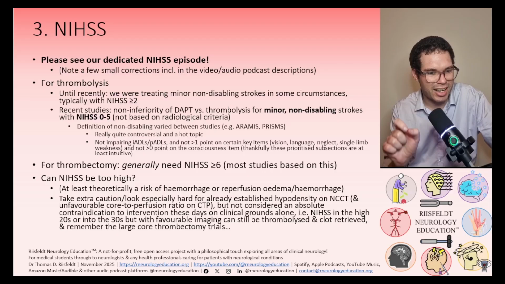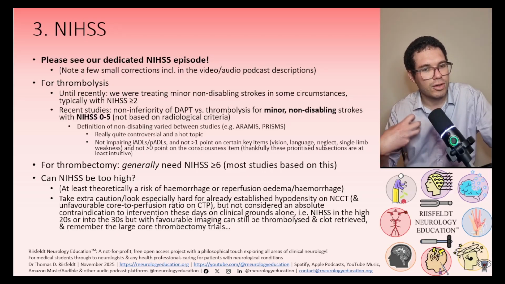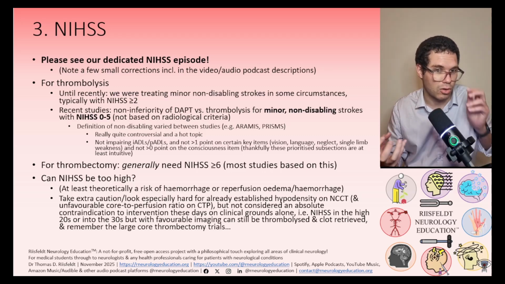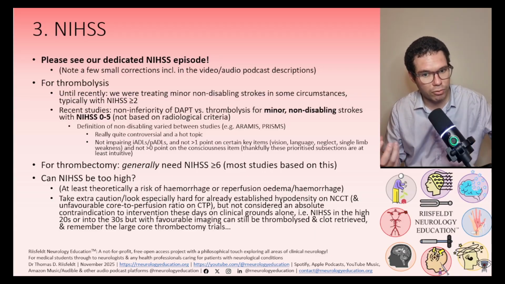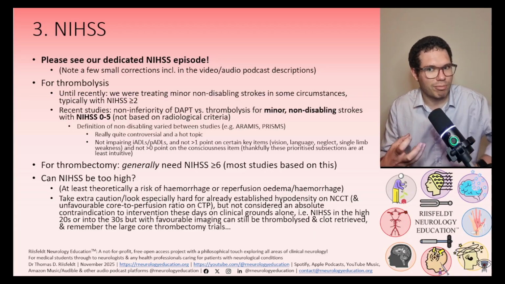So what we say is to take an extra close look at the non-contrast CT. Don't forget about the non-contrast CT. Have a really, really close look at the non-contrast CT for an already established hypodensity, indicative of an already established area of infarction or core. And then you can calculate the ASPECTS score if that's something that you're knowledgeable in doing and capable of doing. That's optimal, but you can also get a feel for it.